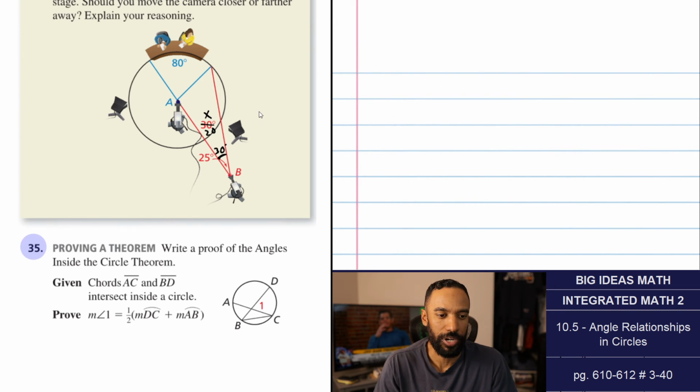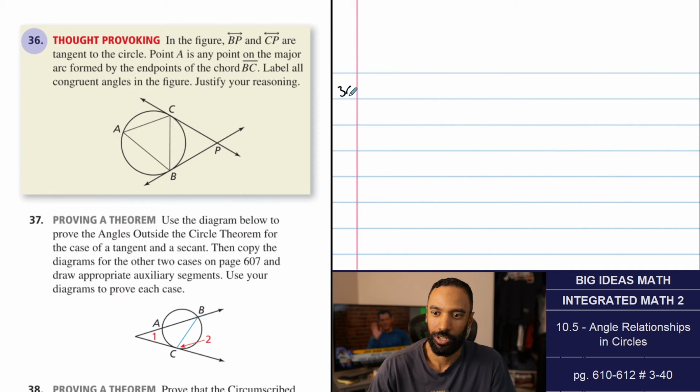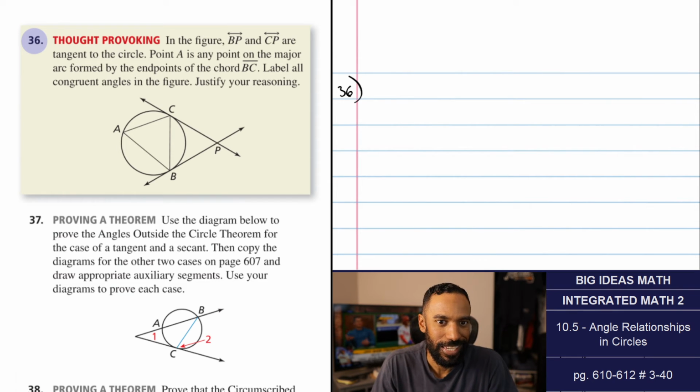Let's look at number 36. Thought-provoking. Oh, I see two proofs after this. No fun. In the figure, lines BP and CP are tangent to the circle. Point A is any point on the major arc formed by the endpoints of the chord BC. Label all congruent angles in the figure, and justify your reasoning.